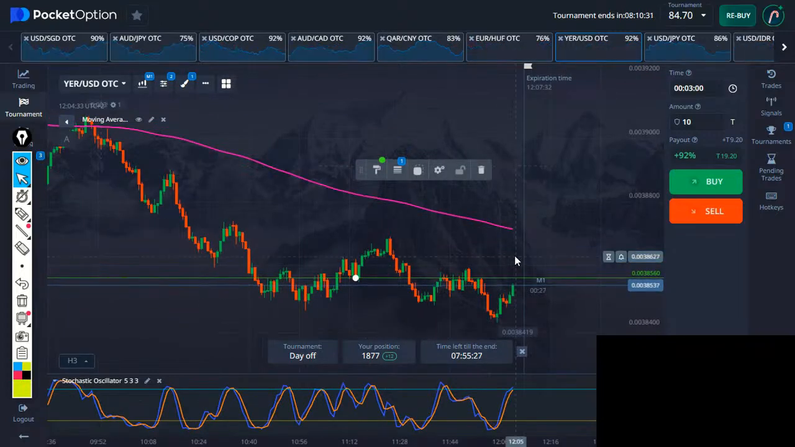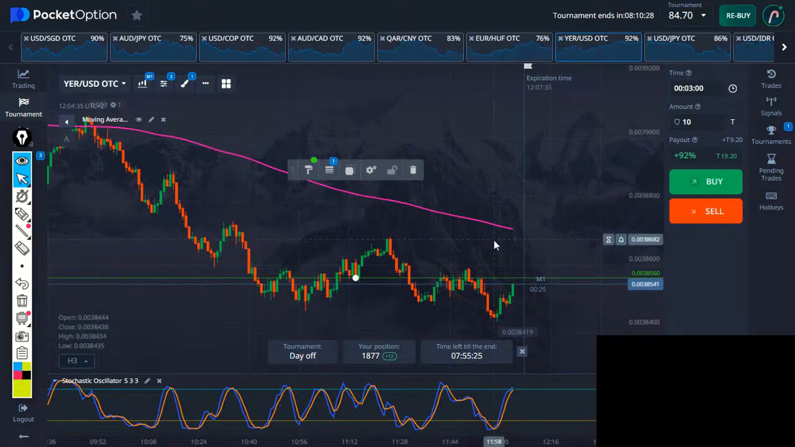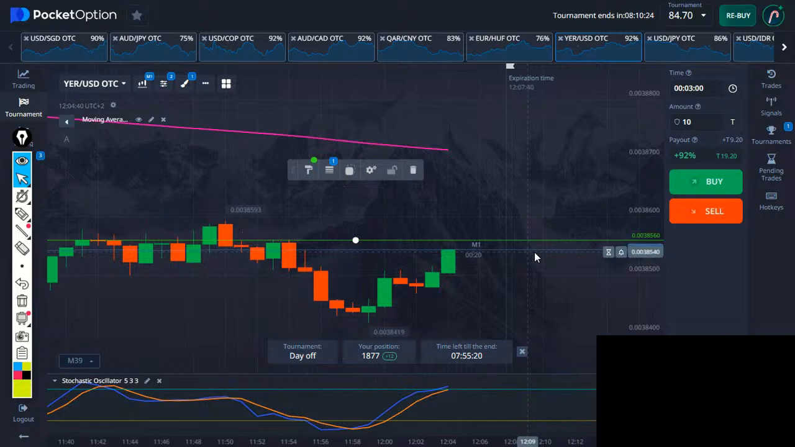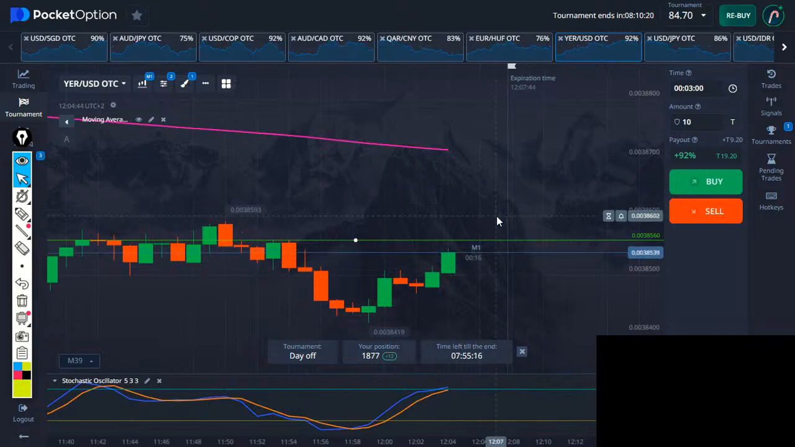Clear downward momentum. The price is below the moving average. Stochastic is in the overbought conditions. So we look for a sell position. I'll take two trades on this one.